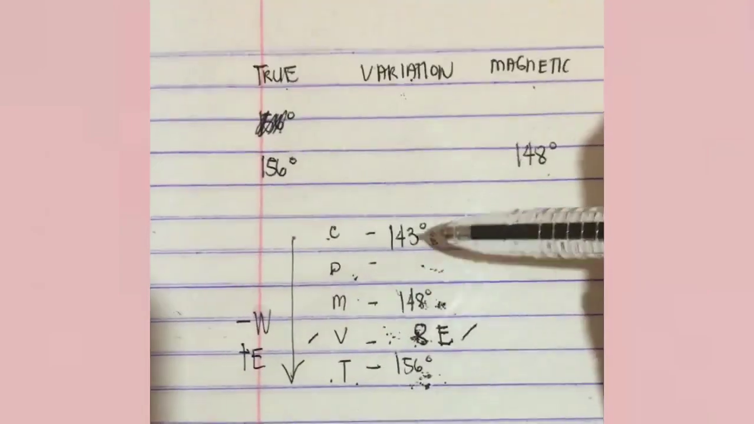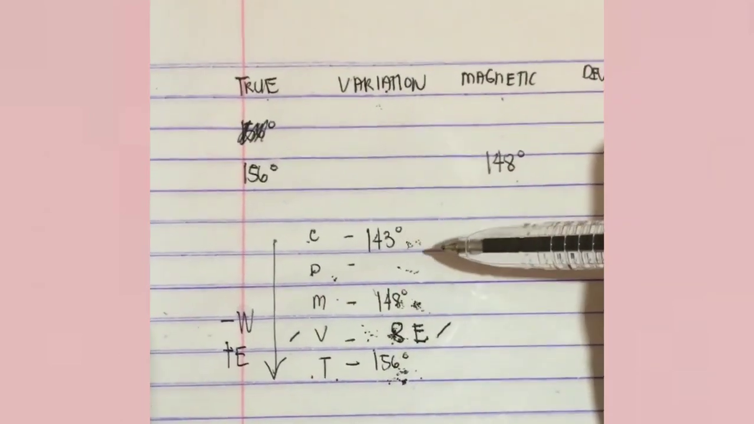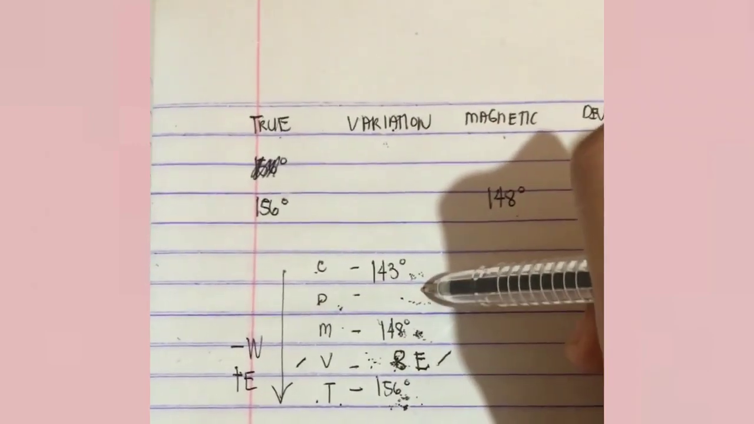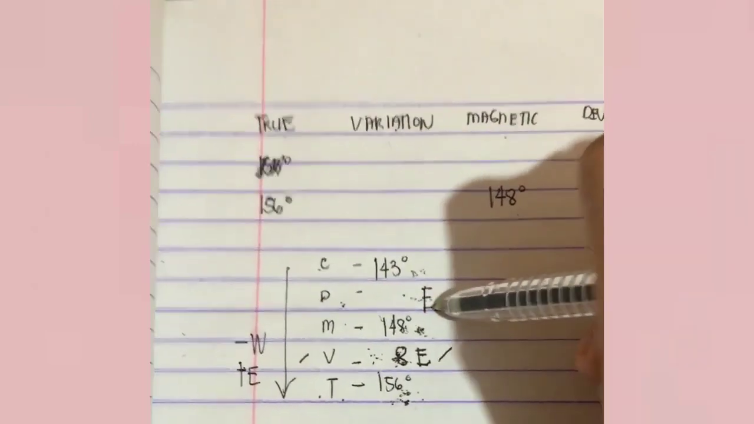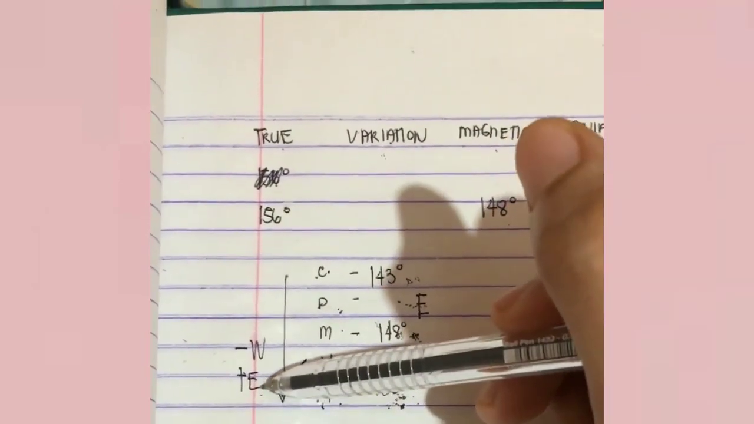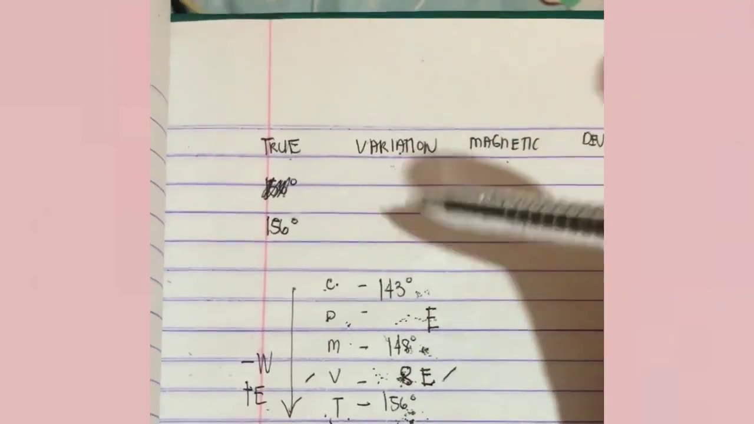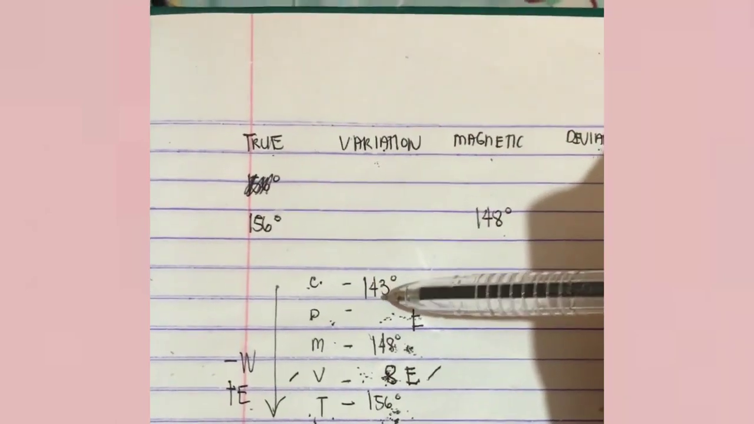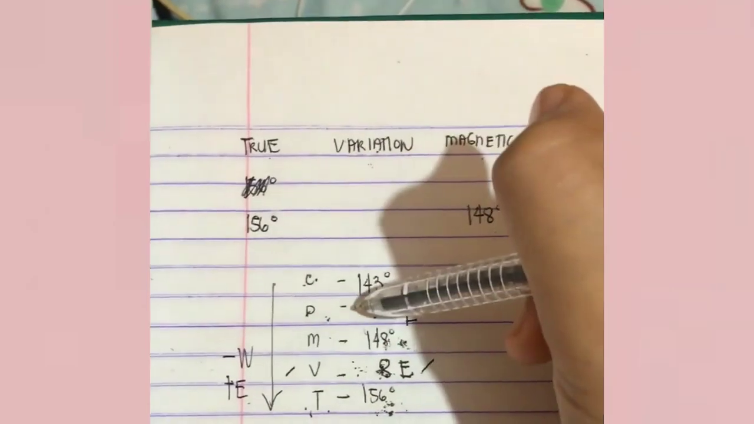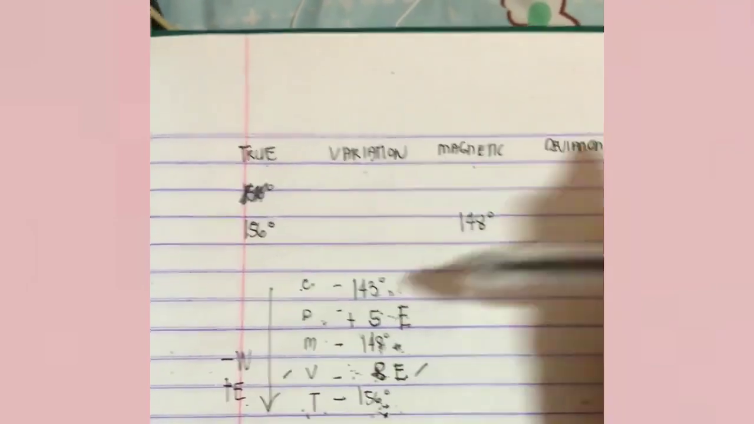As we can see, the compass north is lesser than our magnetic north. So the compass is least, so the direction of our deviation will be east. So compass north to true north, add easterly. So what should be the value of deviation? What should we add to 143 degrees in order for us to get 148? We should add 5 degrees east.